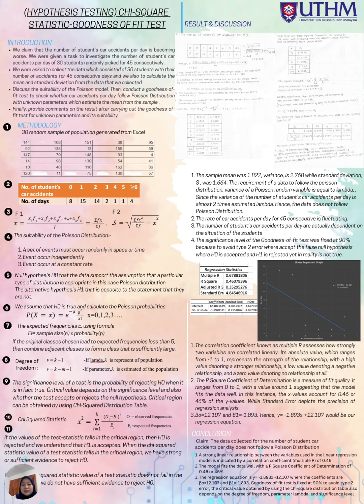And we also calculate the mean and standard deviation from the data that we collected. Discuss the suitability of the Poisson model, then conduct a goodness of fit test to check whether car accidents per day follow a Poisson distribution with unknown parameters, which estimate the mean from a sample. Finally, provide comments on the result after carrying out the goodness of fit test for unknown parameters and its suitability.